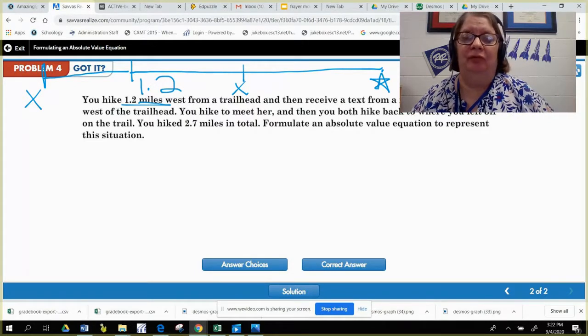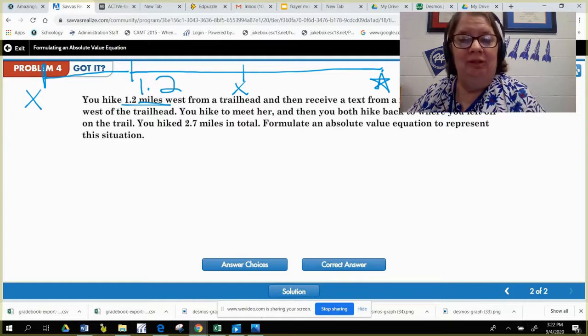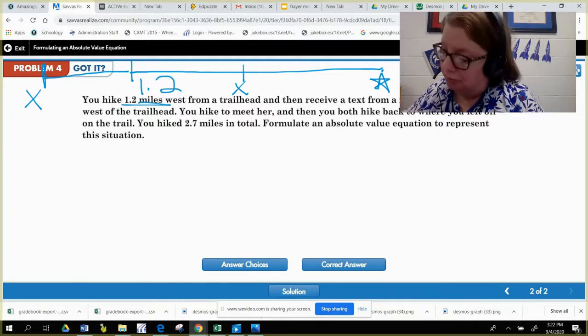Okay, so you hike 1.2 miles west from a trailhead. You receive a text from your friend. She is X miles west of the trailhead. You hike to meet her, and then you both hike back to where you left off the trail. You hike 2.7 miles in total. Formulate an absolute value equation to represent the situation.